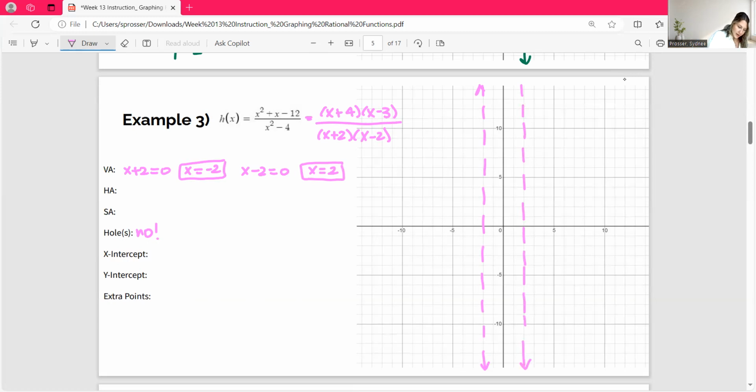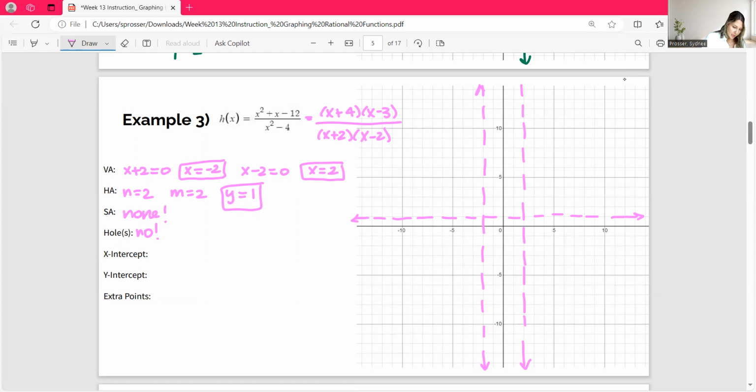Horizontal asymptote, my numerator degree is 2, my denominator degree is 2. So I look at the coefficients, which is 1 over 1, so my horizontal asymptote is at 1. Notice all of our horizontal asymptotes are graphed with dotted lines. Slant asymptote, numerator degree and denominator degree are the same, so there are no slant asymptotes.